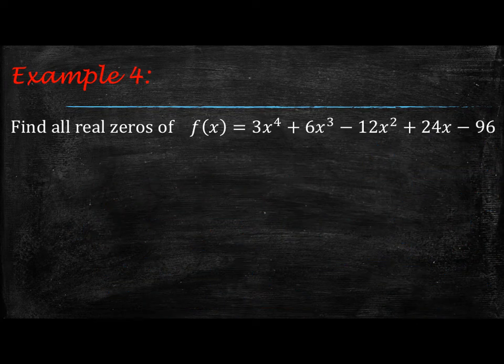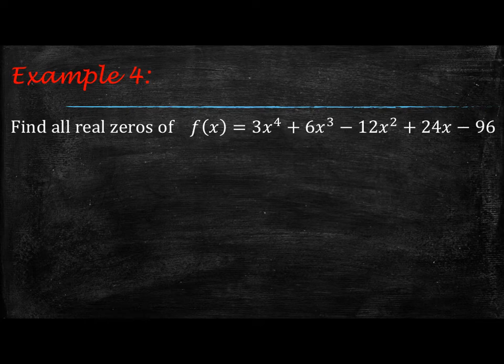Okay, last example, example 4. It says find all real zeros of this polynomial. This is a pretty large polynomial that you would have to do p divided by q on because you've got 96 as your constant. That has a ton of factors, and then you'd have to divide all those factors by 3. So if you would, just go ahead and take your graphing calculator.